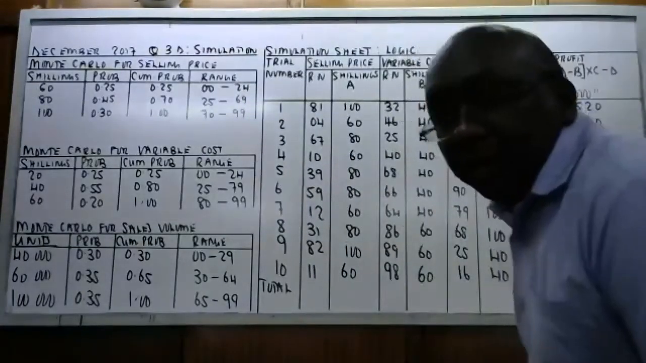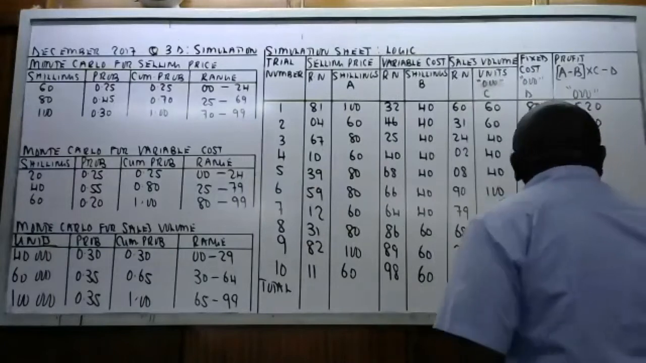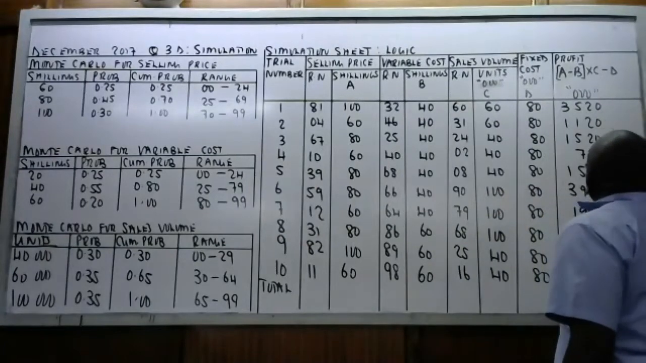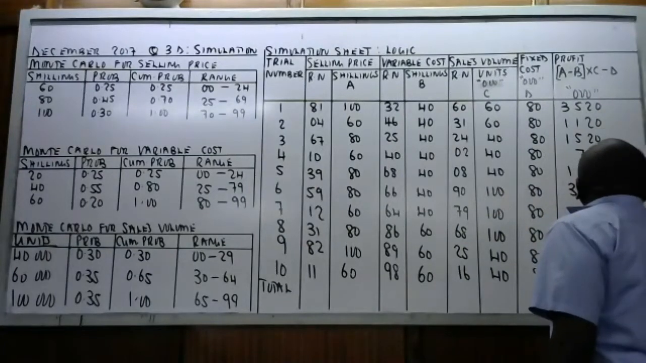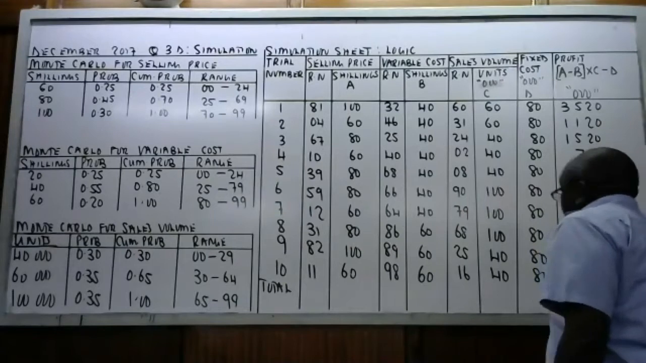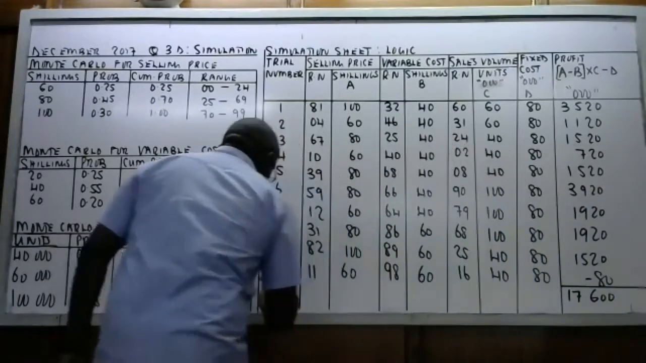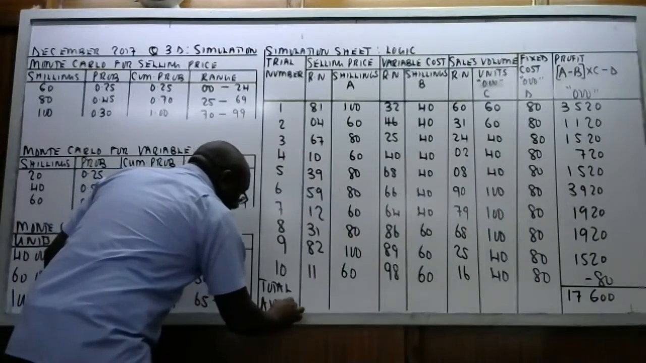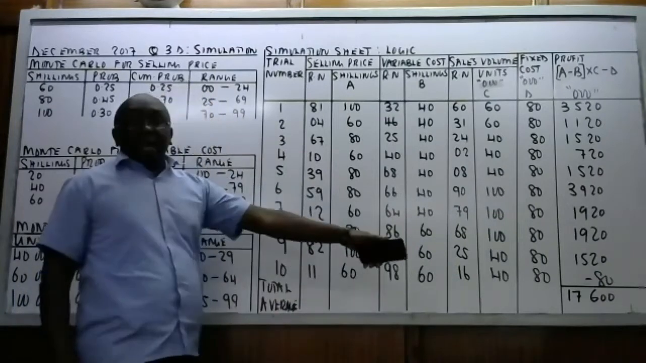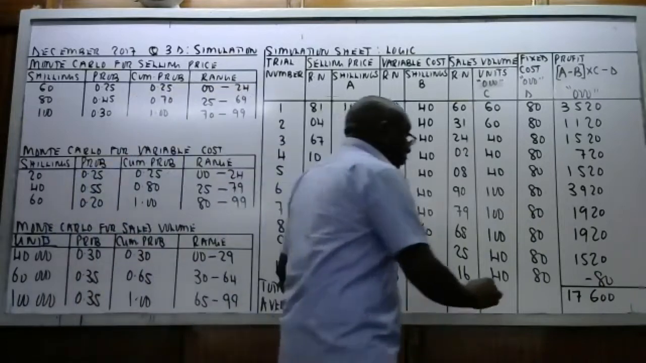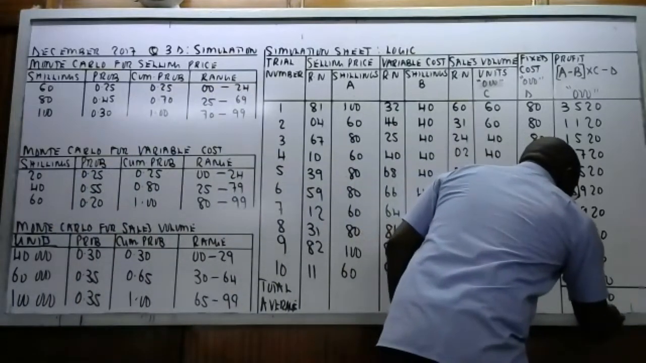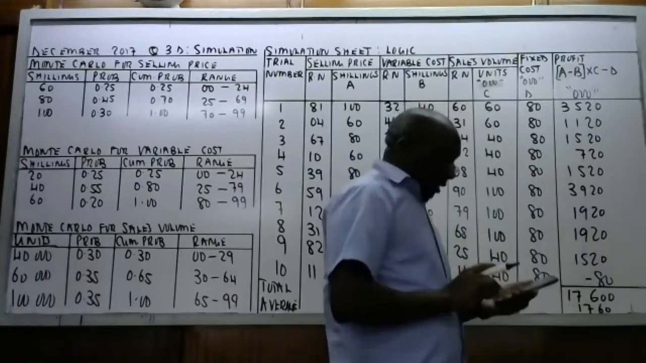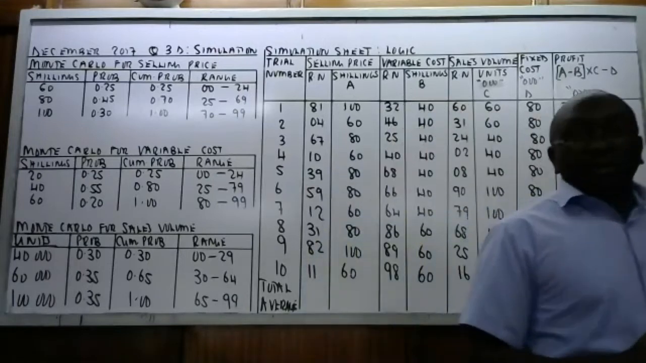17,600 according to Eliana. 17,600. So the average, you divide that by 10. So it will be 1760.